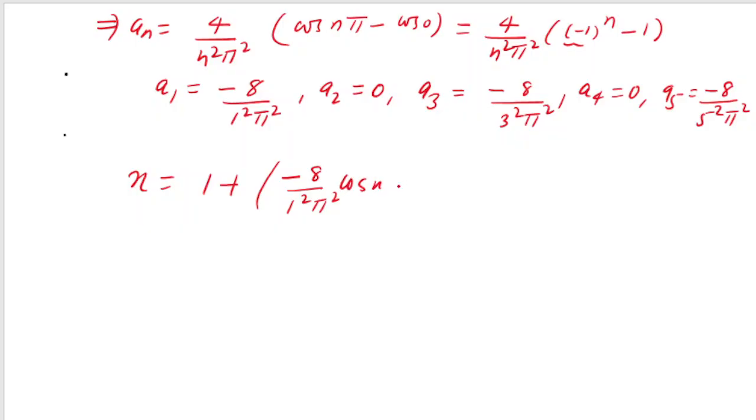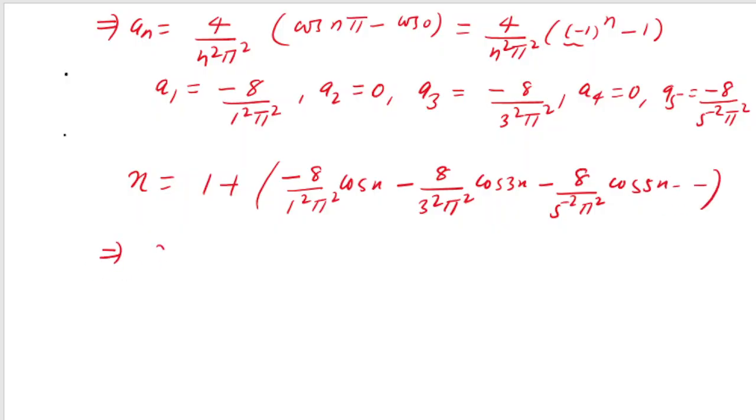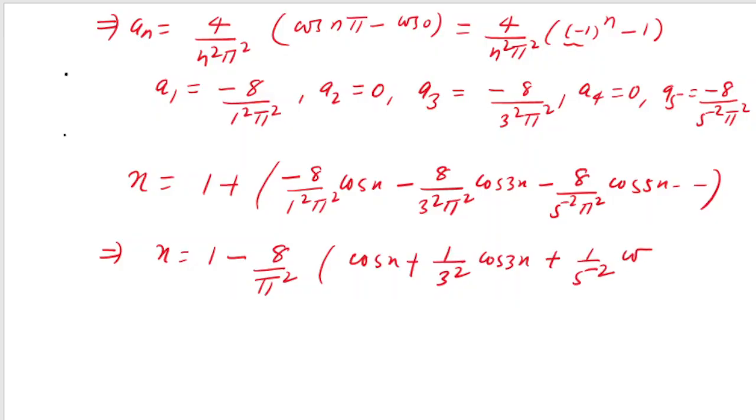Then a2 is 0. Then a3 is minus 8 by 3 square pi square cos 3x. Then a4 is 0, a5 is minus 8 by 5 square pi square cos 5x, and so on. So what did I get? I get x is equal to 1 minus 8 by pi square, which can be taken common. I will get cos x minus 1 by 3 square cos 3x, not minus, rather plus, right, and plus 1 by 5 square cos 5x, and so on.